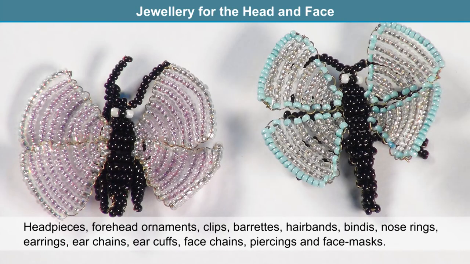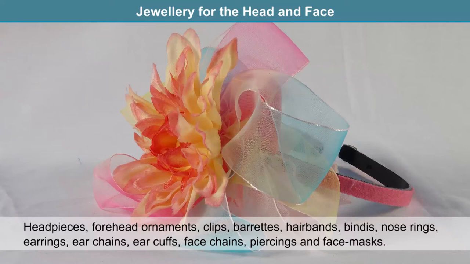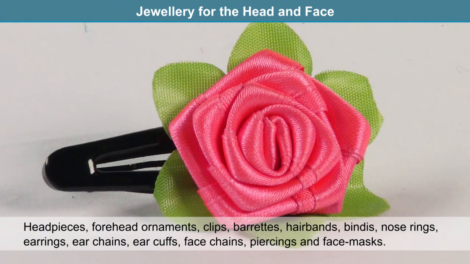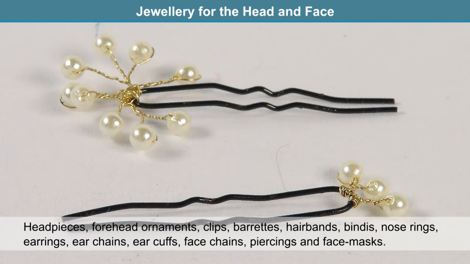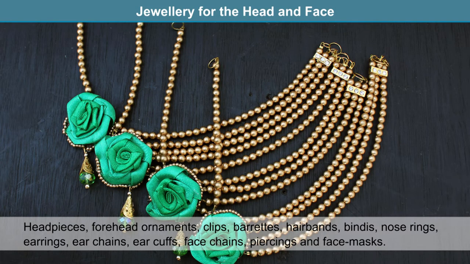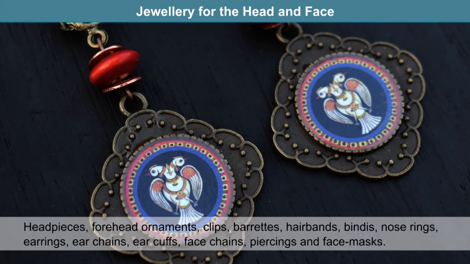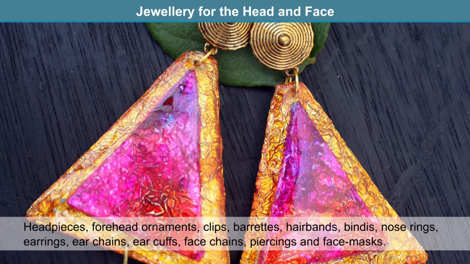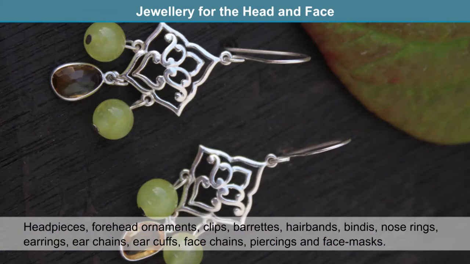Jewelry for the head and face. What all can come under this category? Let us make a list. Headpieces, forehead ornaments like your tikka and mathapatti, clips, barrettes, hairbands, even your bindi is a jewel. Then onto the face, we have nose rings, all types of earrings, ear cuffs, ear chain, face chain, cages for the face, piercings, and masks.